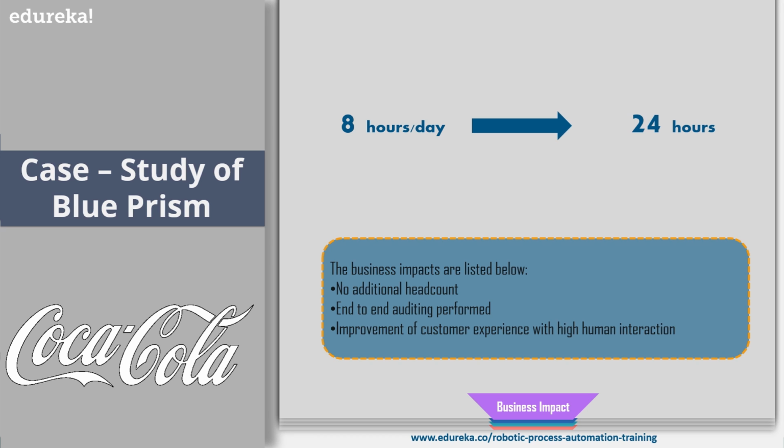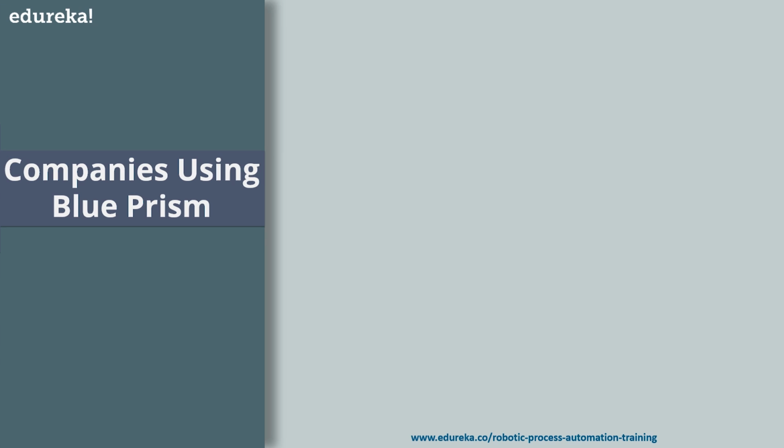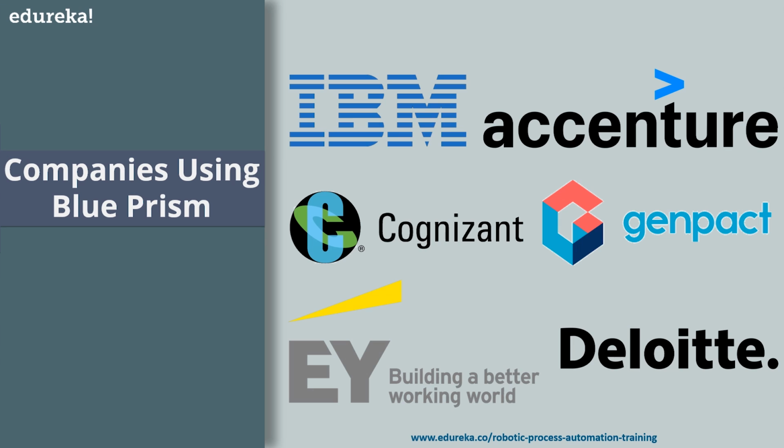Now that I've told you an instance of one company, let me quickly tell you the various other companies that use Blue Prism. The various other companies that use Blue Prism to automate their operations are multinational companies like IBM, Accenture, Cognizant, Genpact, EY, and Deloitte, right? This is not the end of the list, guys. The list is very long, but yes, I've mentioned just a few for your understanding.